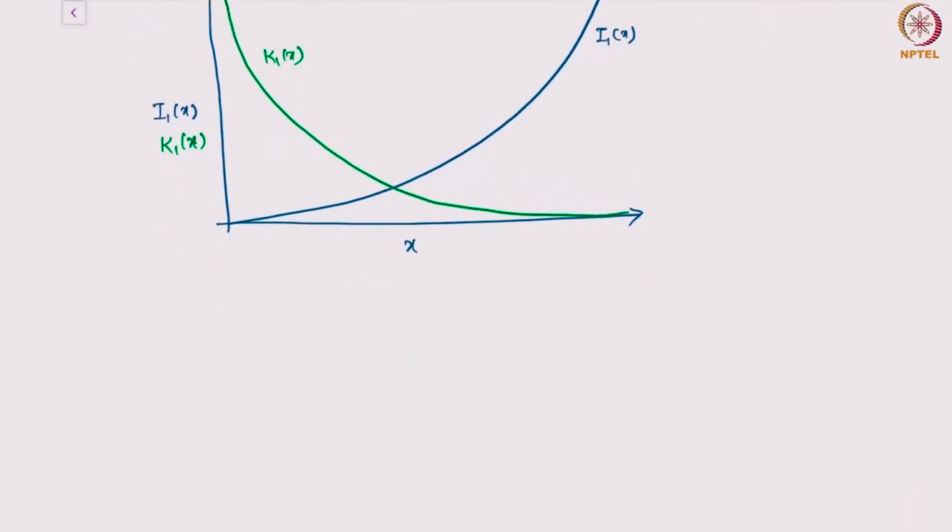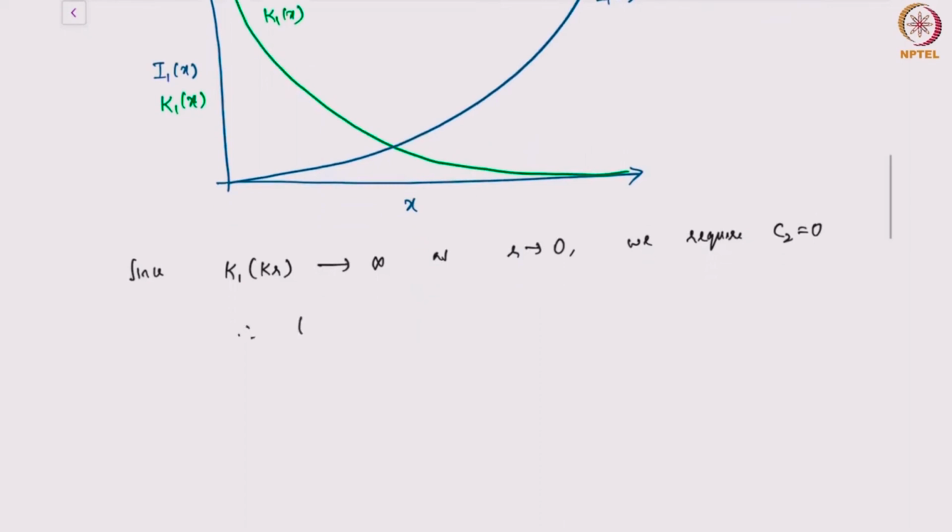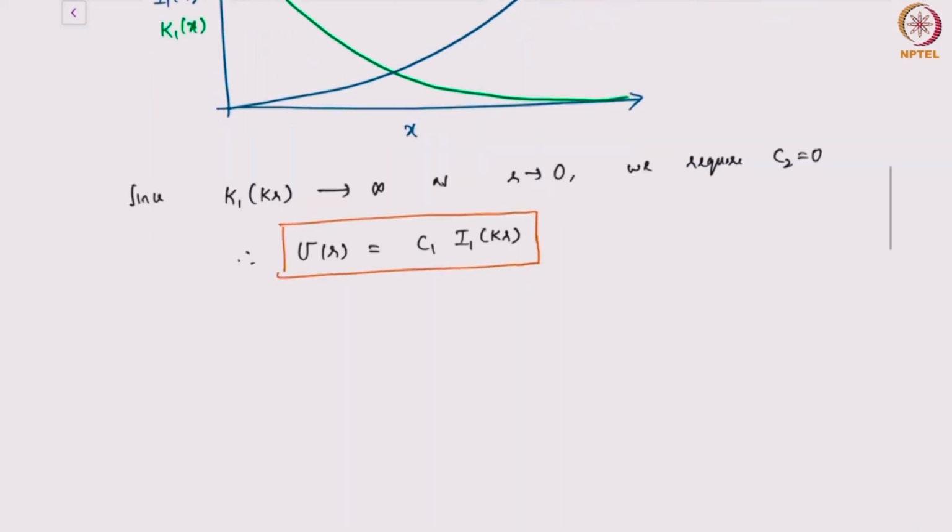Therefore, I can make a simple statement that since K1 of kr goes to infinity as r goes to 0, we require C2 to be 0 to suppress this unphysical growth. Okay. Therefore, now I have got U of r as C1 I1 of kr. Right. I have got the radial velocity up to an arbitrary constant.